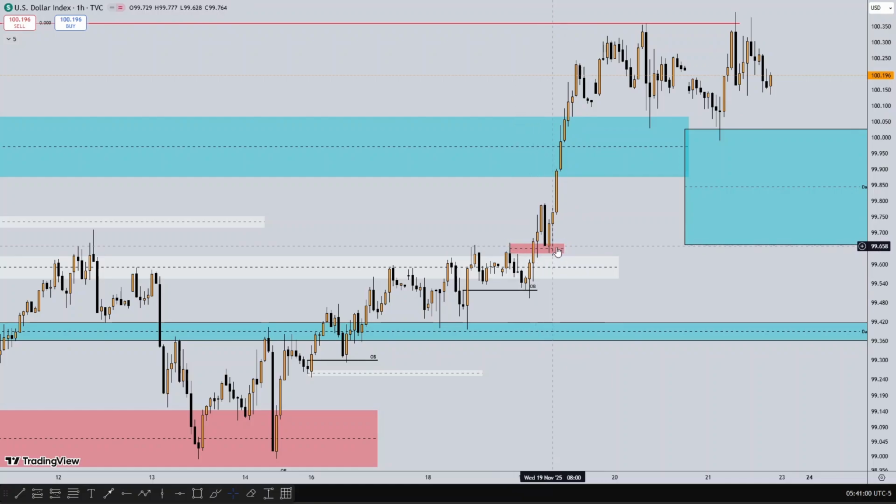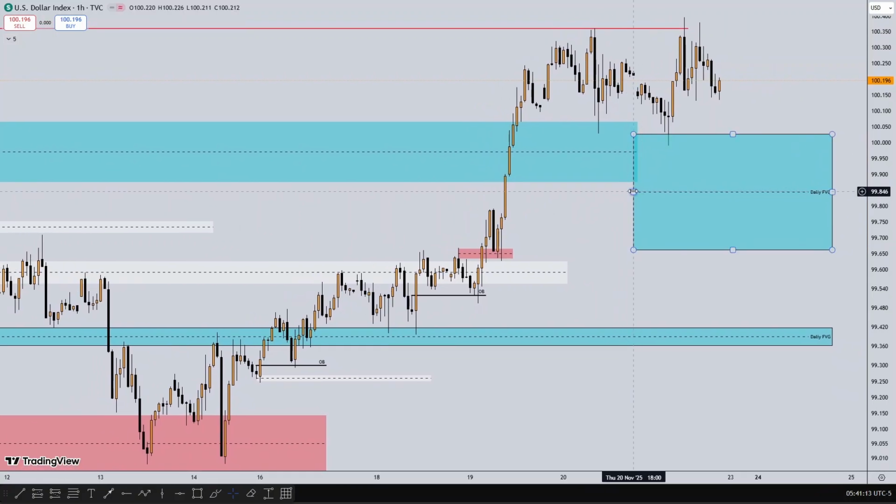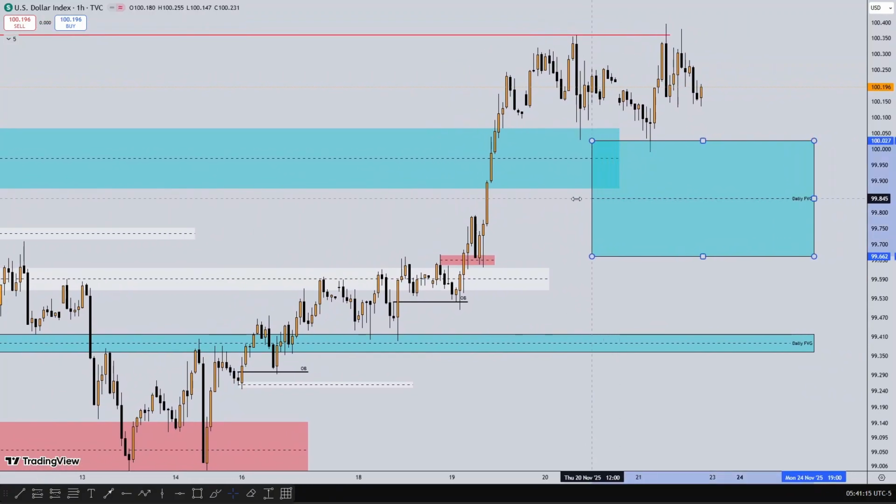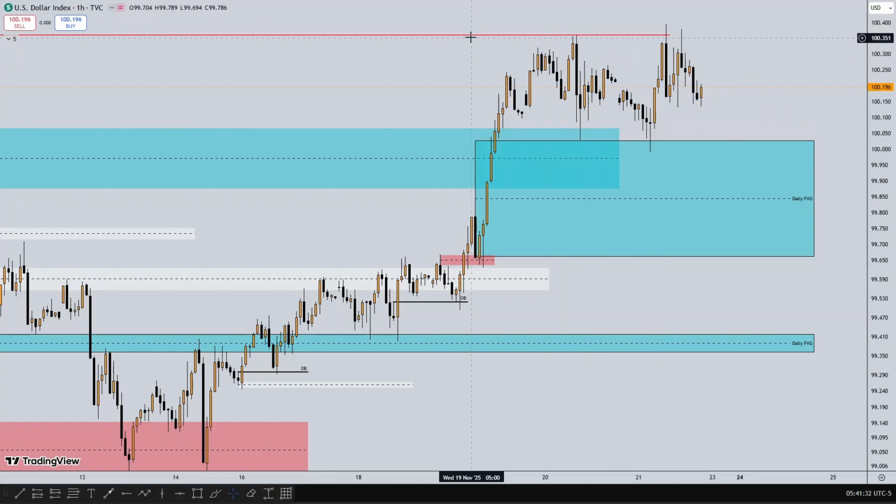So on Wednesday, price respected it, traded higher, before finally on Thursday, price took out the buy side liquidity. After the run on the buy side liquidity on the daily time frame, after the close of Thursday's candle, price formed a daily fair value gap. On Friday, price opened, traded lower, took out Thursday's low, traded into the daily fair value gap, respected the daily fair value gap, traded higher, took out Friday's high, and at the same time ran the buy side liquidity.